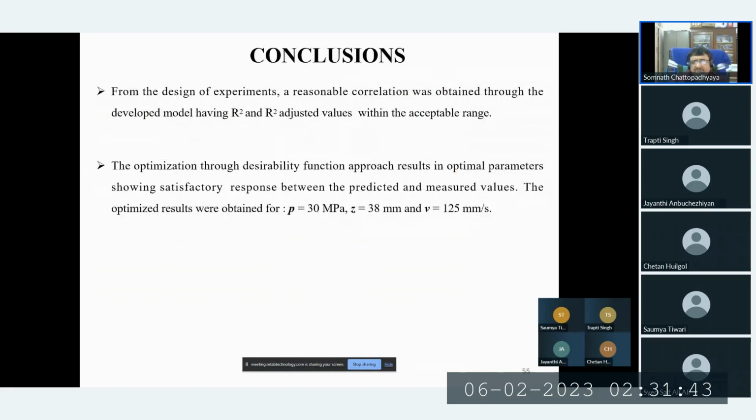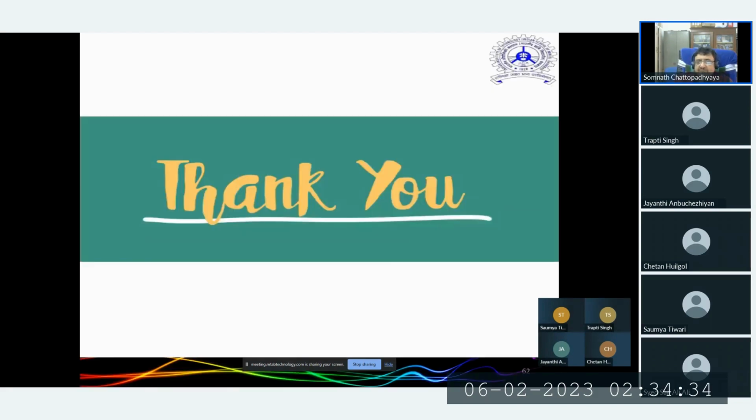So we have calculated all those errors like R square and adjusted values, and optimization results in optimum parameters, with response predicted and measured values. So that is the black box approach. Even from exhaustive data, we can also think of some other kinds of locations in order to carry forward this kind of experiment. Thank you very much for your patience here.